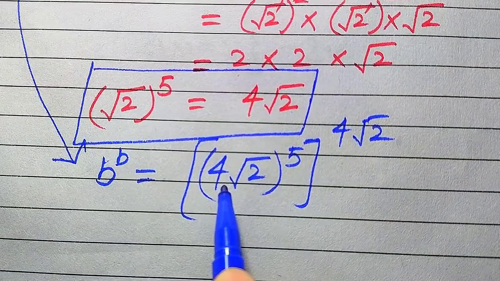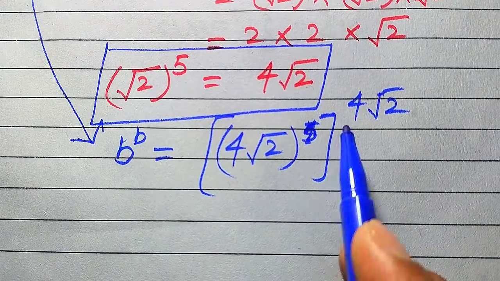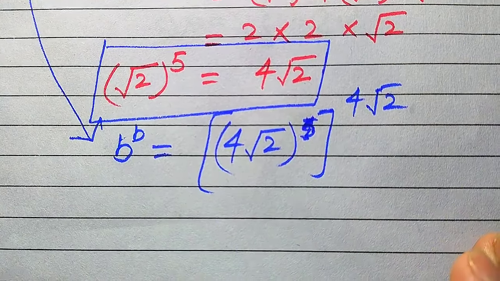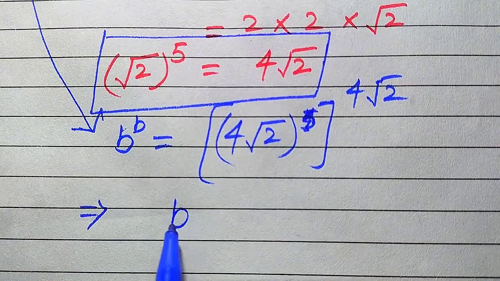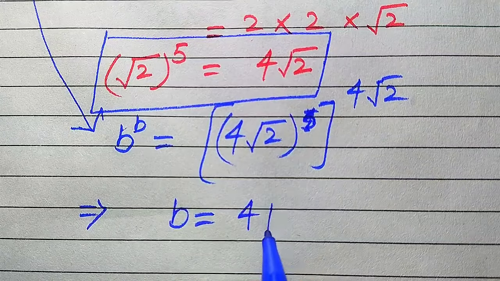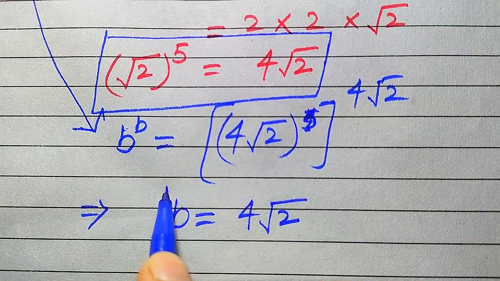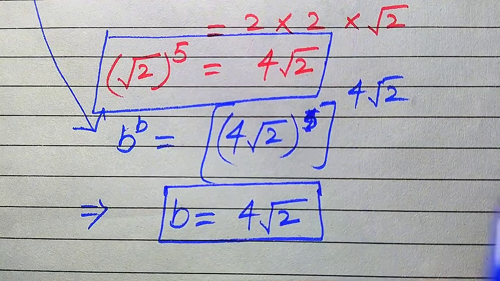So here we have 4 times square root of 2. Sorry, this is not 5. So here you see that the base and exponents are the same on both sides, and now we need to compare both sides. When we compare the bases, we get b is equal to 4 times square root of 2, and when you compare the exponents, again you get the same value of b.